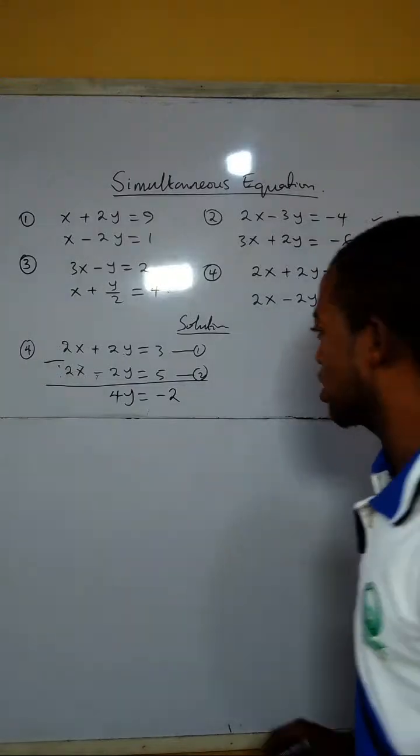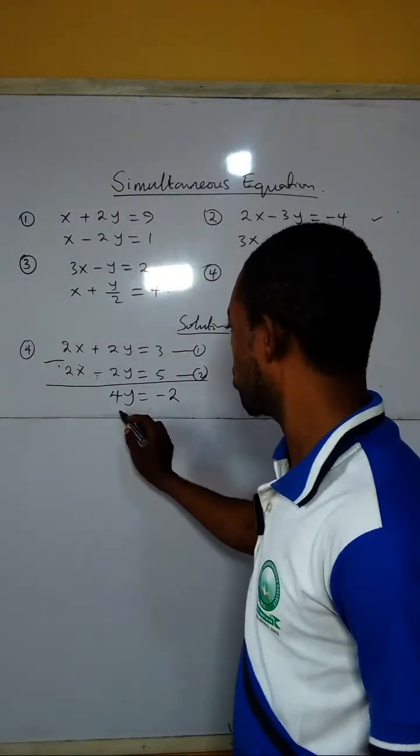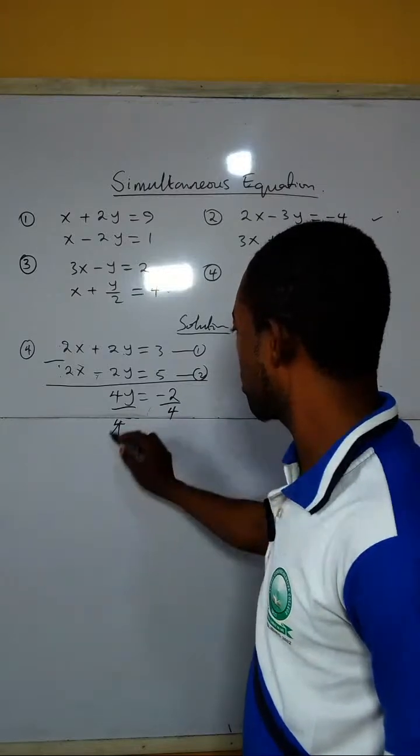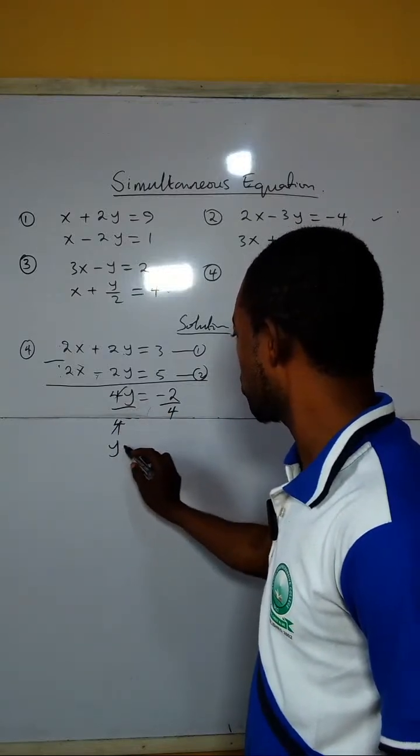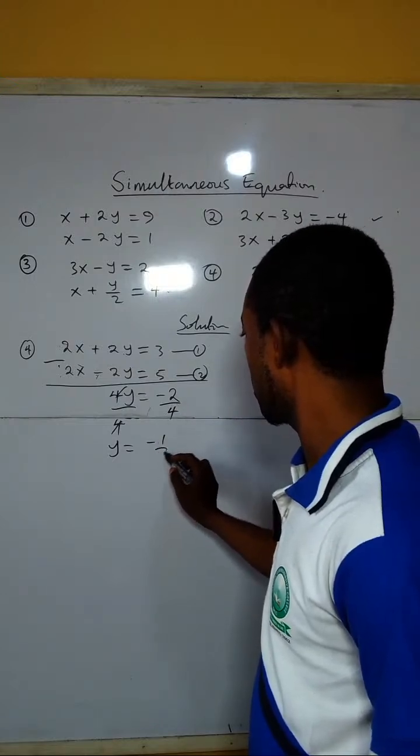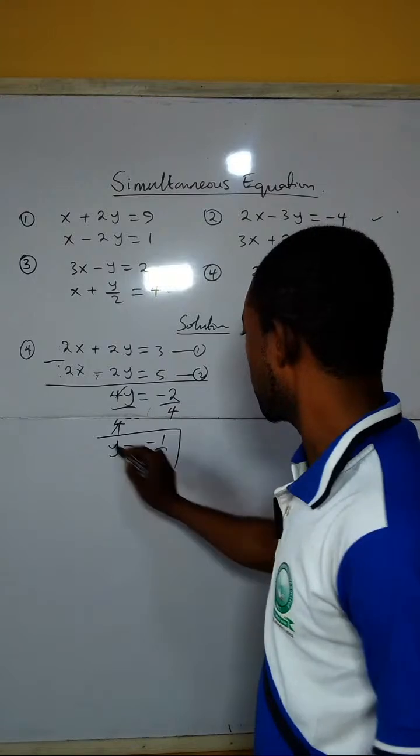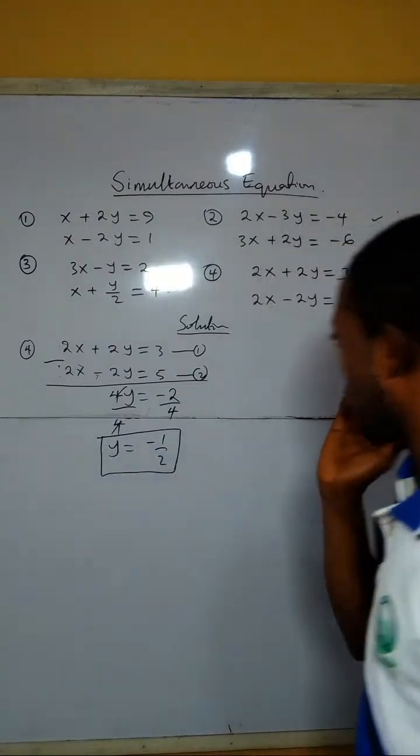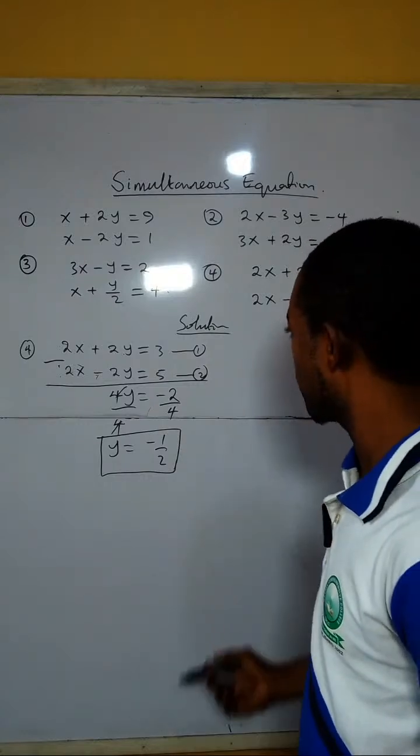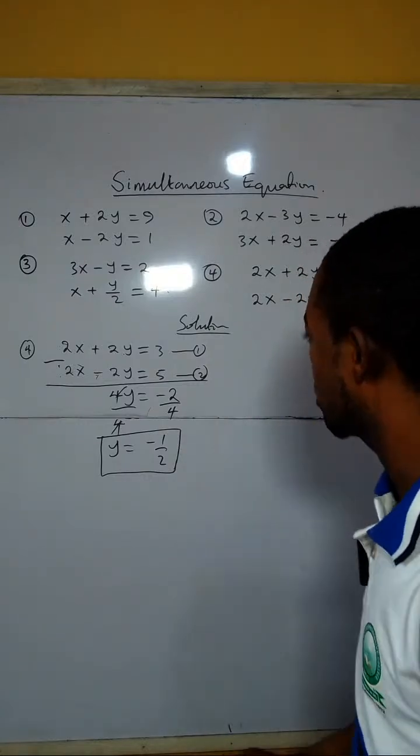Then divide both sides by 4 to get y. Then 4 cancel each other here. So we have y equals to minus 2 over 4, which is minus 1 over 2. So we have the value of y here. Then to get x, just substitute y equals to minus half in equation 1.